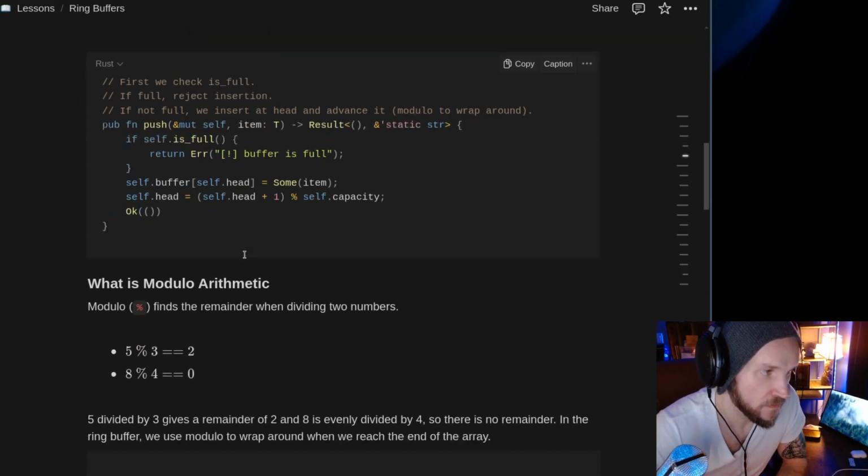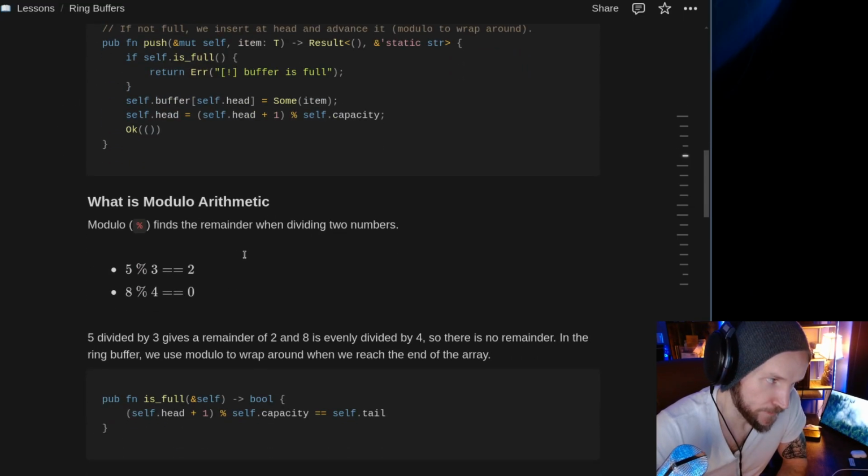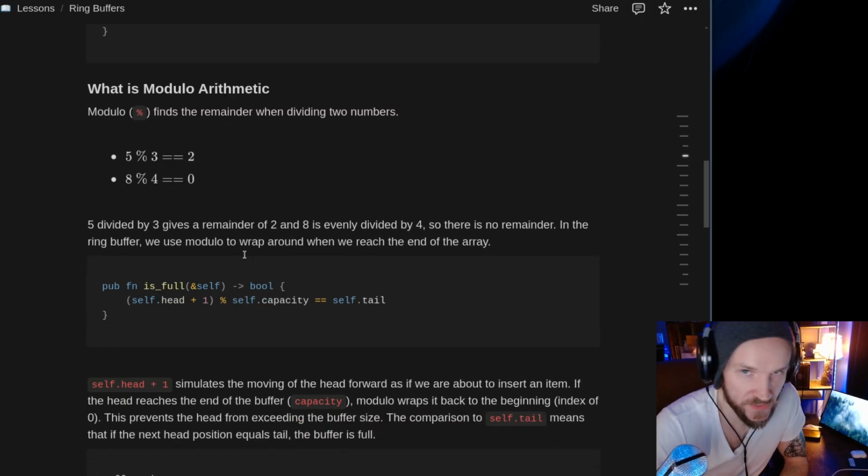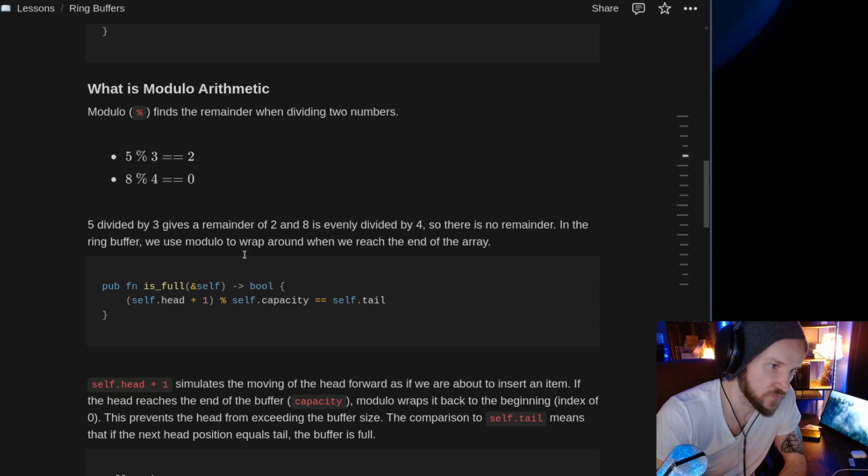Now, what is modulo arithmetic? Modulo finds the remainder when dividing two numbers. So 5 modulo 3 is 2: 3 goes into 5 one time, with 2 left over. 8 modulo 4 is 0 because 4 equally divides 8. There's no remainder.